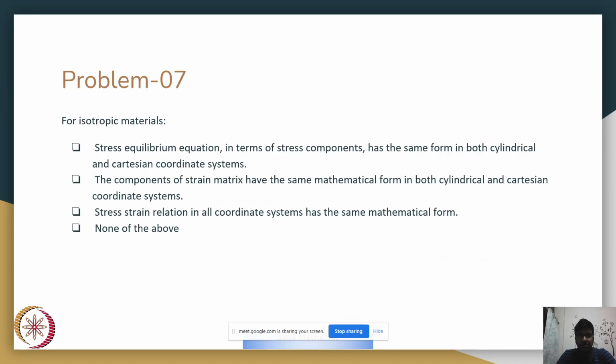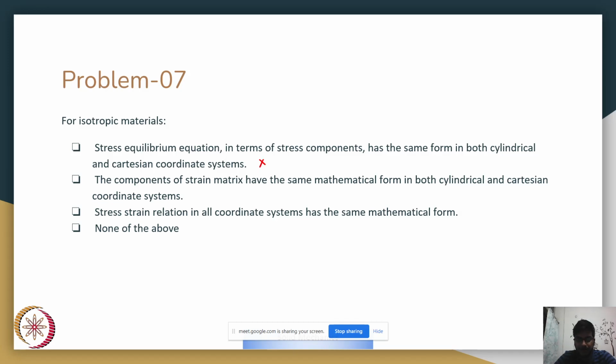Problem number 7. For isotropic materials, stress equilibrium equation in terms of stress components has same form in both. Okay, I think we have to select which of this is the correct one. So the first option, and we are given that our material is isotropic. False. So the first one is not true, is it? Yes, sir.